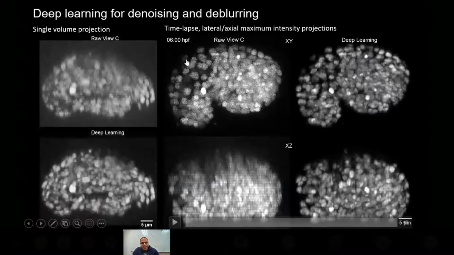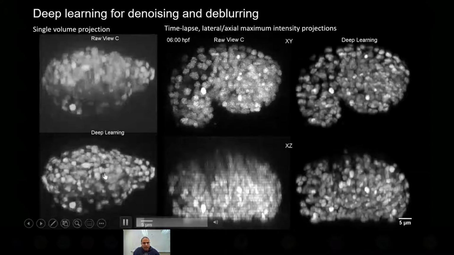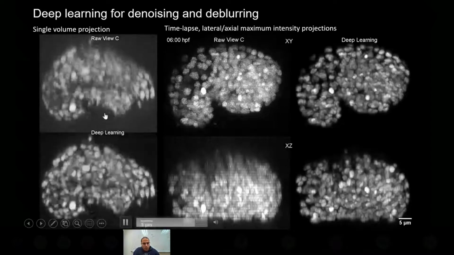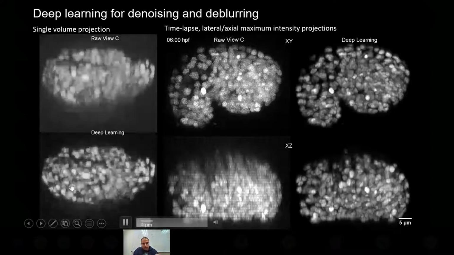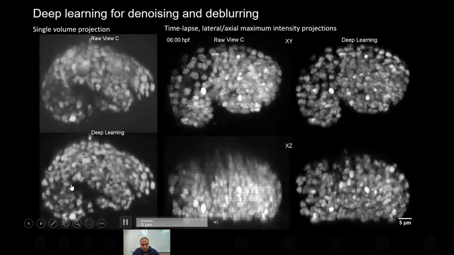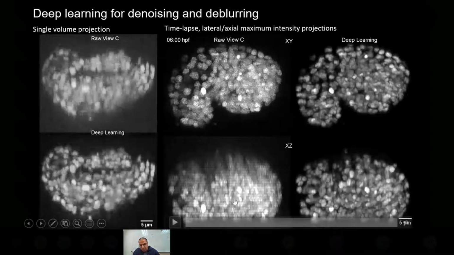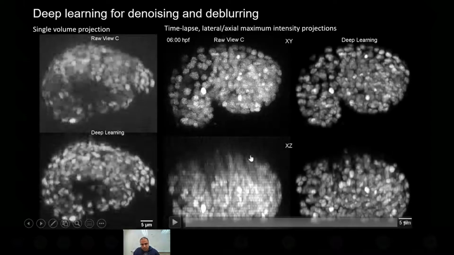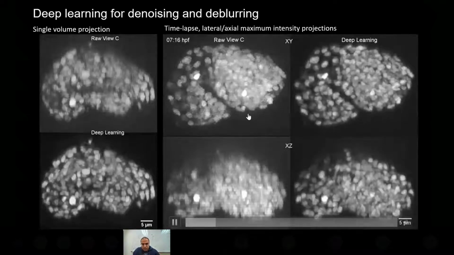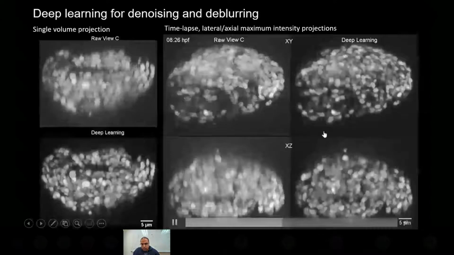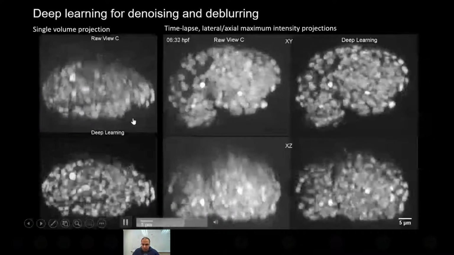So here we're looking at a little later in embryogenesis where we're imaging all of the nuclei, and in the raw data you have a good region and a bad region of performance. The deep learning does a more even job of collecting all of the nuclei. That's maybe more obvious in this cross section, where on this far side you just get this hazy mess. And as I play this movie, you can see that the deep learning reconstruction is much better, especially on the far side of this embryo.